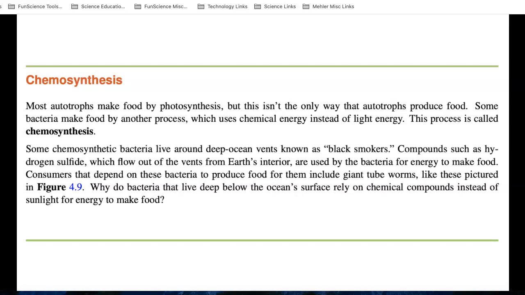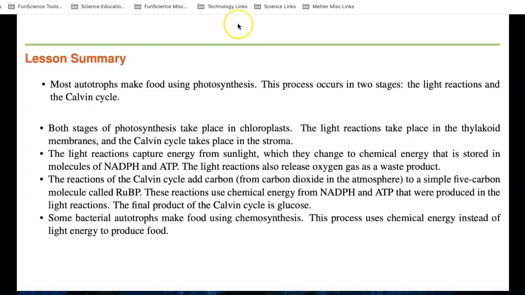If you Google that, deep ocean vents, you'll see all the different life forms, especially these wild white worms that live down there. They're really, really interesting. But they don't use photosynthesis as the basis. They use chemicals. So let's take a look at the summary of 4.2.